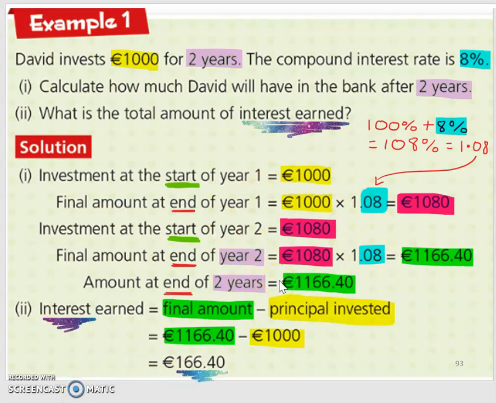So notice there was a good bit of working out to do in part 1, but what we did that was the same each time was multiply by 1.08. And since we did that twice, what would have been quicker would have been to multiply by 1.08 squared. And if we had been asked for 3 years, we could have multiplied by 1.08 cubed. And if we'd been asked for 4 years, we could have multiplied by 1.08 to the power of 4 and so on. So we're going to have a look now at a formula we could have used to work out this question much quicker.